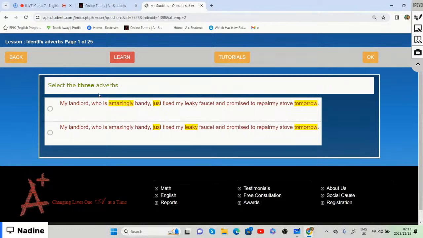My landlord, who is amazingly handy, just fixed my leaky faucet and promised to repair my stove tomorrow. So the three adverbs, is it amazingly, just, or tomorrow? Or in the next one, the second option, is it just, leaky, tomorrow?